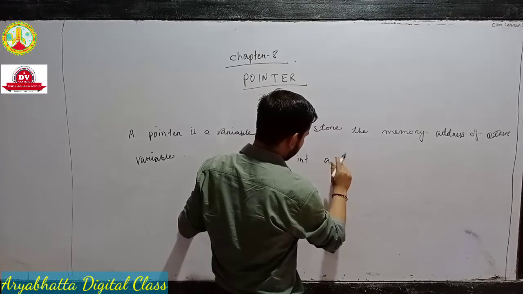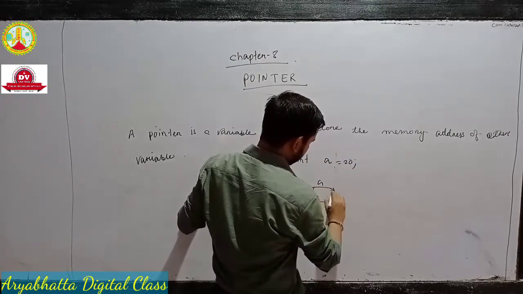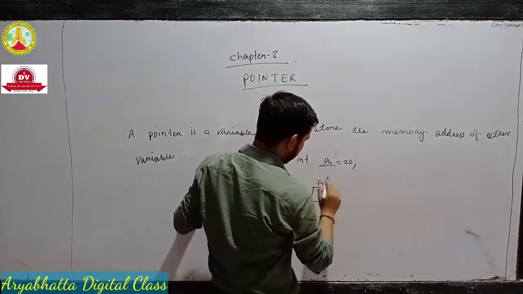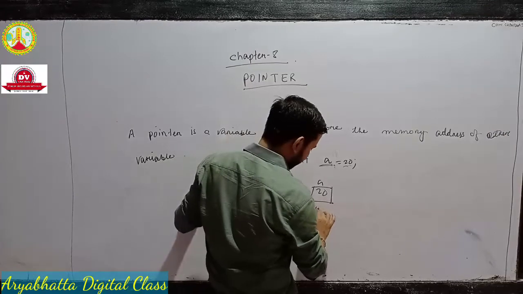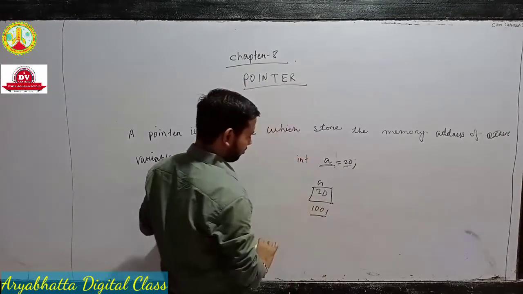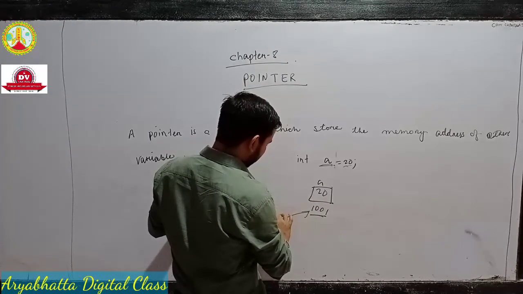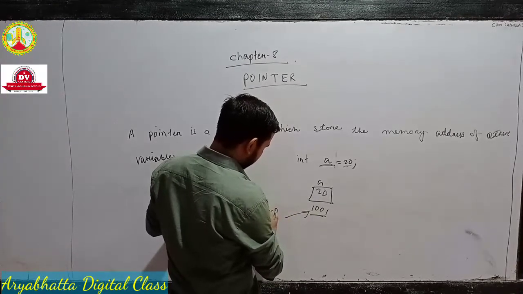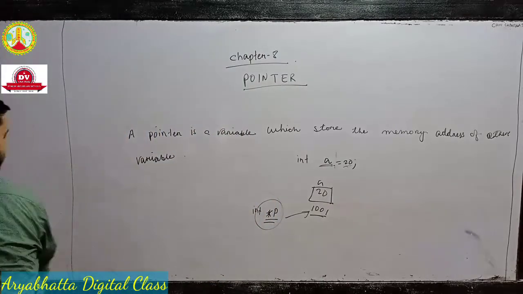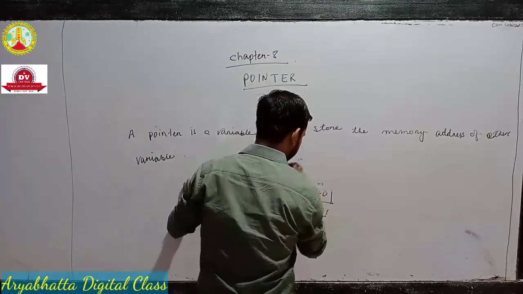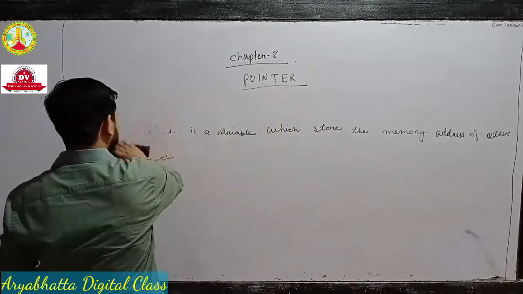Suppose int a = 20. Here a is an integer variable, and 20 is the value of the variable, and it has a unique memory address, suppose 1001. That 1001 is stored in a pointer, and that is called a pointer. We discussed this briefly in this chapter. So this is the first basic definition.